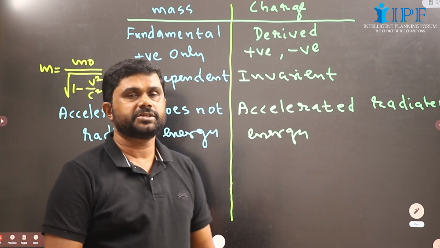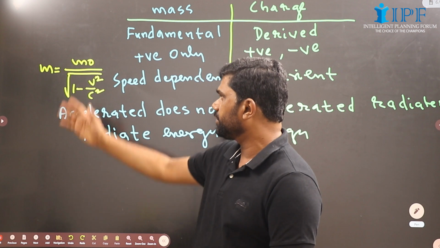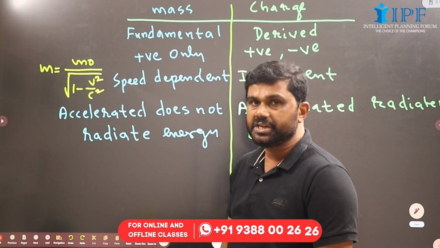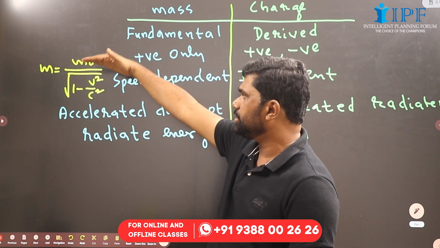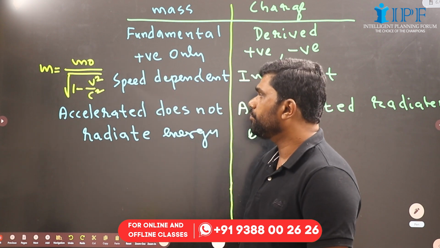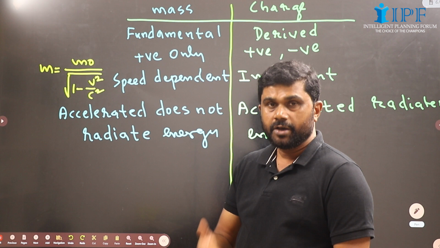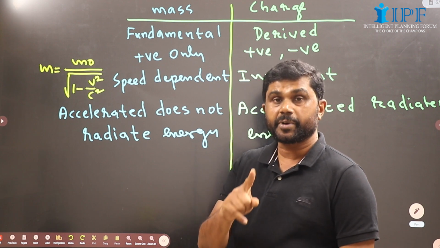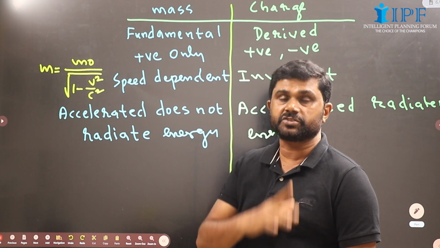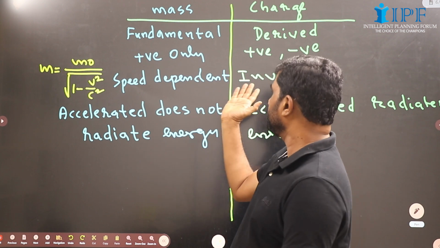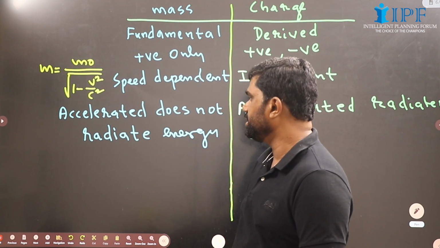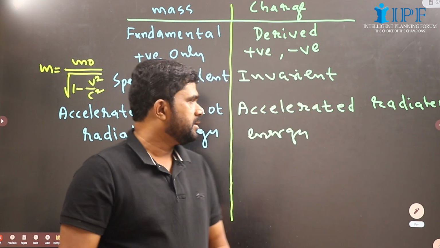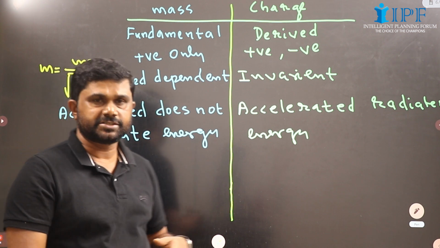By Einstein's theory of relativity, the mass of a particle moving with a speed v is given by m equals m0 divided by under root 1 minus v square by c square, where v is the speed with which the particle is moving. But the charge of a particle is independent of the speed with which it is moving, so we call charge an invariant. Accelerated mass does not radiate energy, but accelerated charge radiates energy.